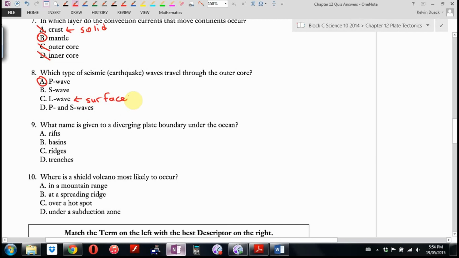What name is given to a diverging boundary under the ocean? So this is what we called a spreading rift. Sorry, totally circled that. We call it a ridge, actually. I apologize. This is the Mid-Atlantic Ridge.